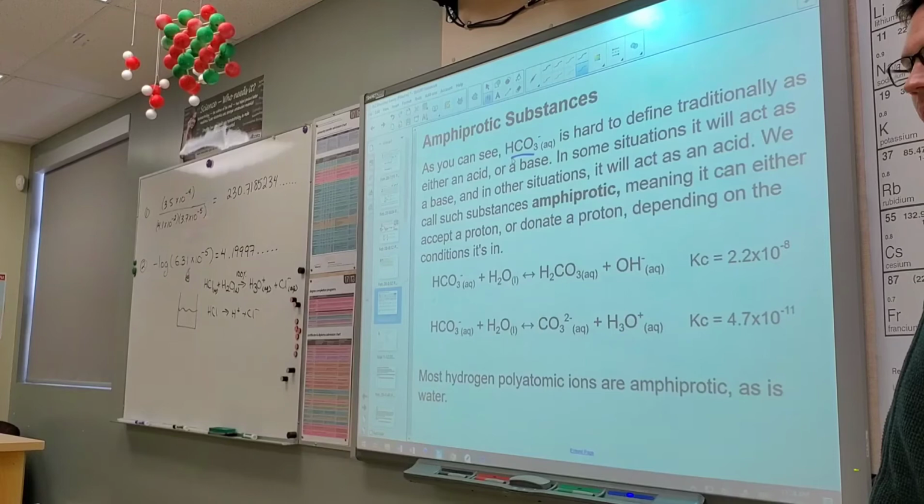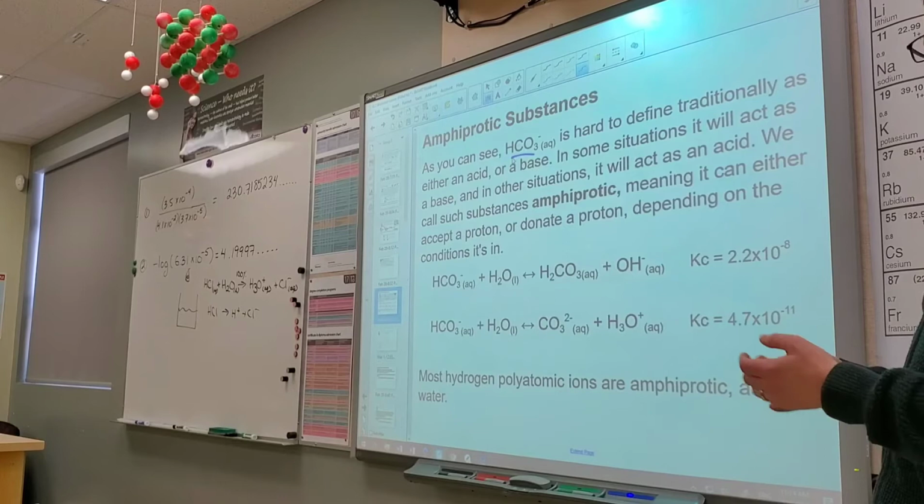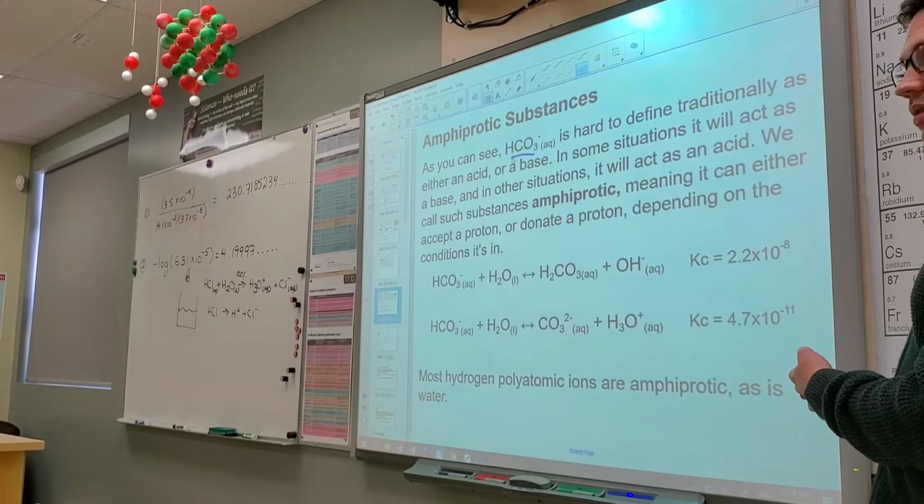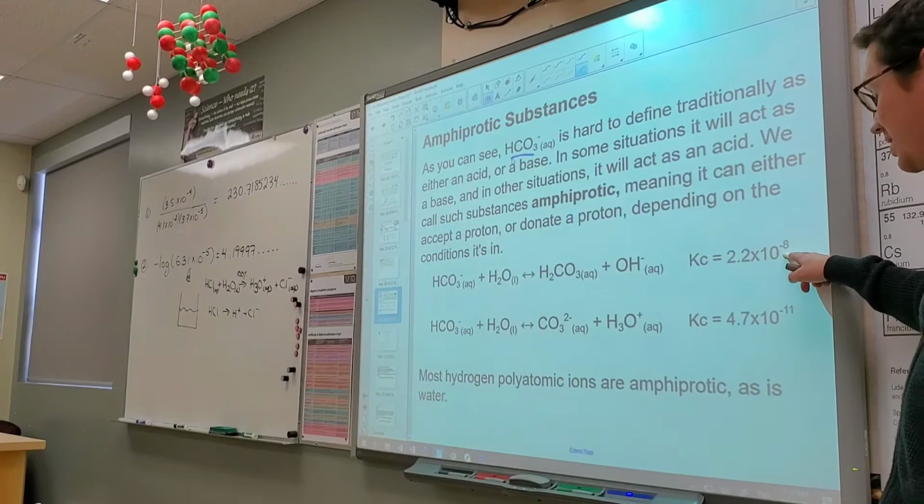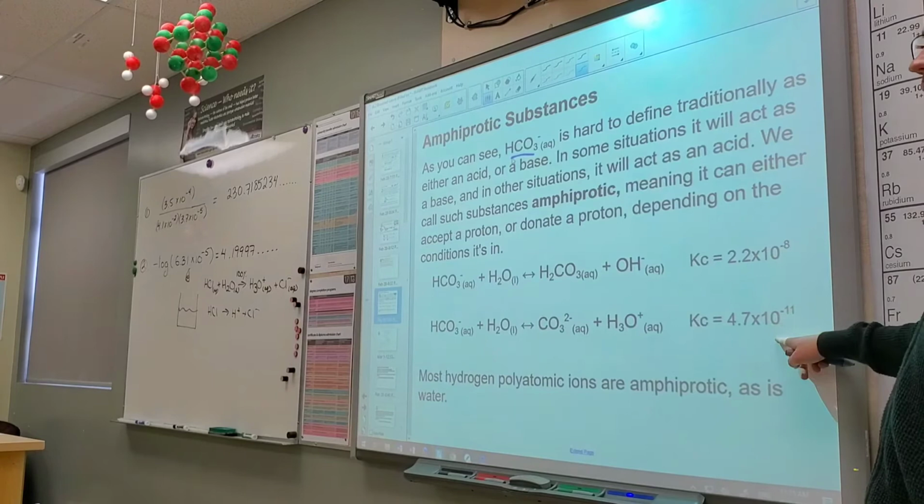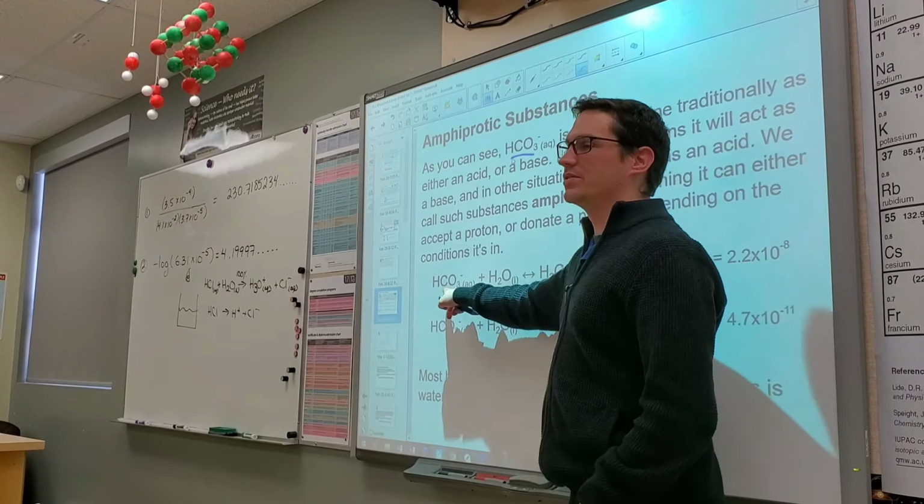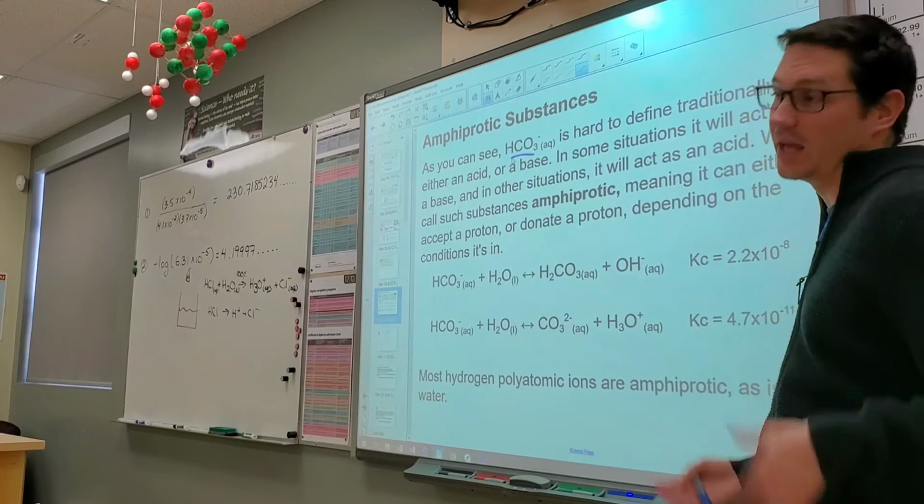What I mean by more likely to occur is which one is more successful at actually turning into products? The top one or the bottom one? Definitely top, right? This one is way more product favored, about 1,000 times more favored than that. So if you put a hydrogen carbonate ion into water, there's a 1,000 times greater chance it'll make hydroxide than it'll make hydronium. So this is going to be way more products favored.